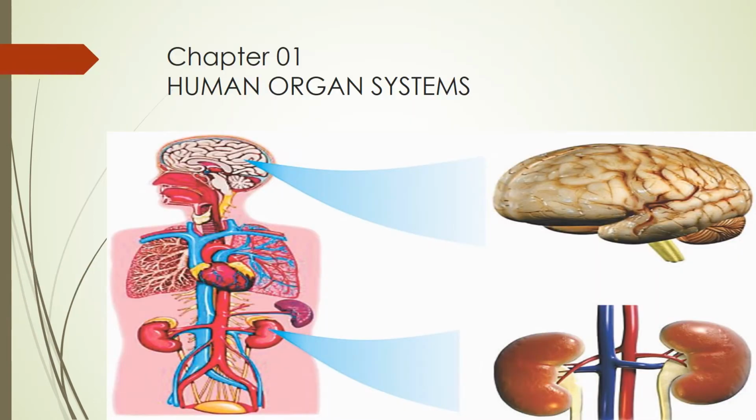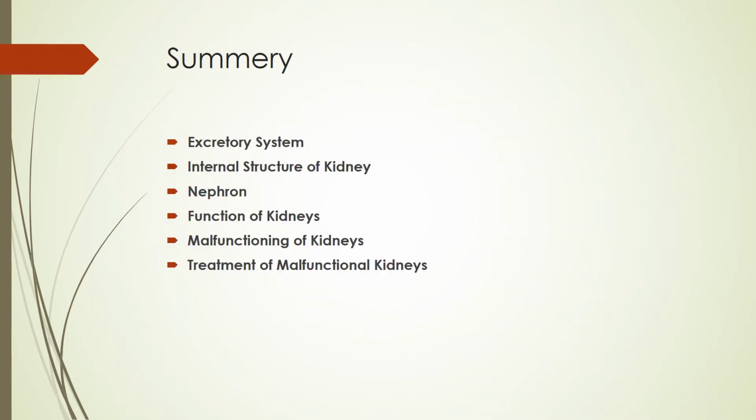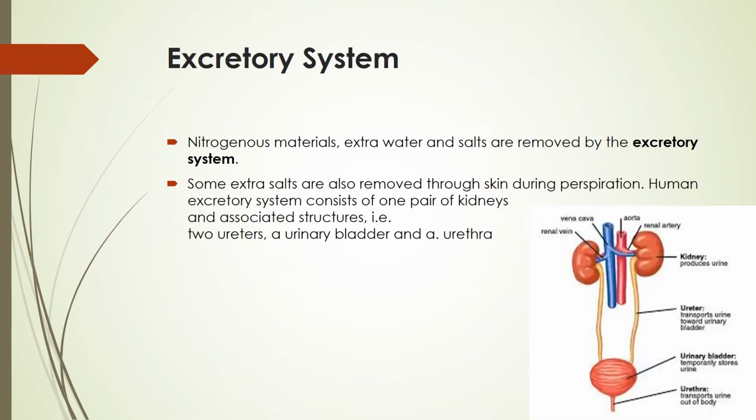We will start from the chapter first, human organ system. The summary of this unit is excretory system. What is the internal structure of the kidney? What is nephron and function of the kidney? Malfunctioning of the kidneys. Then treatment of the malfunctional.